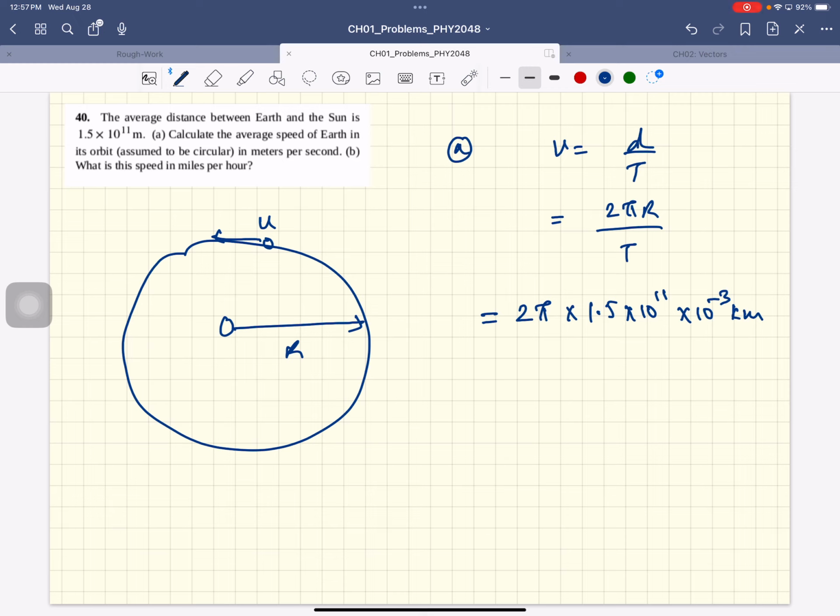Let me know if you do not understand it. So what have I done? This was in meters, and a meter is 10 to the minus 3 kilometers, divided by 1 year. 1 year is 365 days, 24 hours.